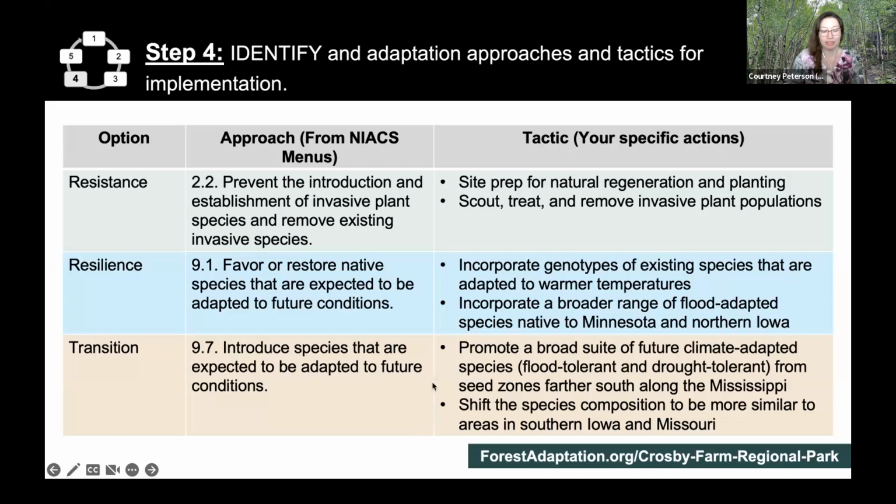For resilience, what we decided to do was favor or restore those native species that are expected to be adapted to future conditions. So we really wanted to think about how we can start to incorporate genotypes of those native species currently on site that are adapted to those warmer temperatures. So we want a broader range of those flood adaptive species that are native to Minnesota and northern Iowa, so part of this Mississippi River corridor.